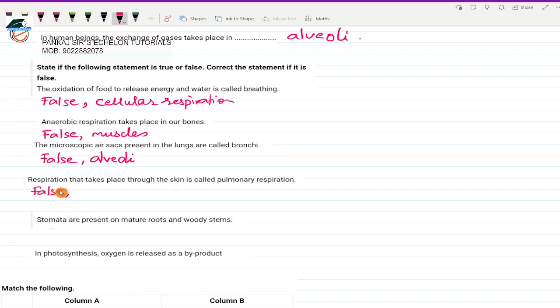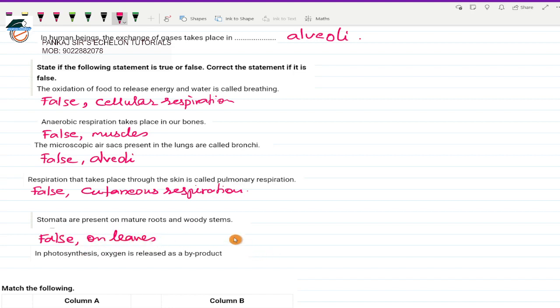And if you want to correct it, then the respiration that takes place through skin is called cutaneous respiration. Okay. Next is, stomata are present on mature roots and woody stems. So this is also a false statement. Stomata are not present on the woody stem and roots. But stomata are present on leaves.